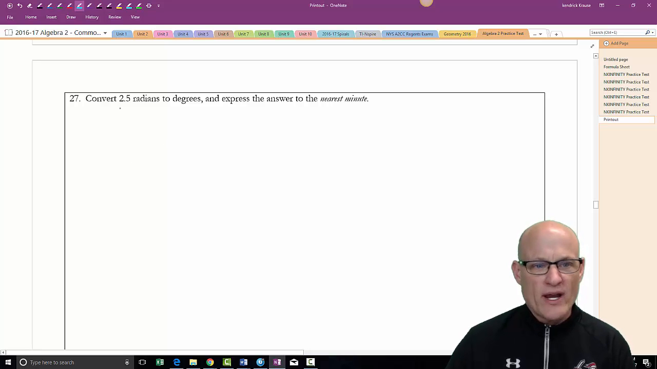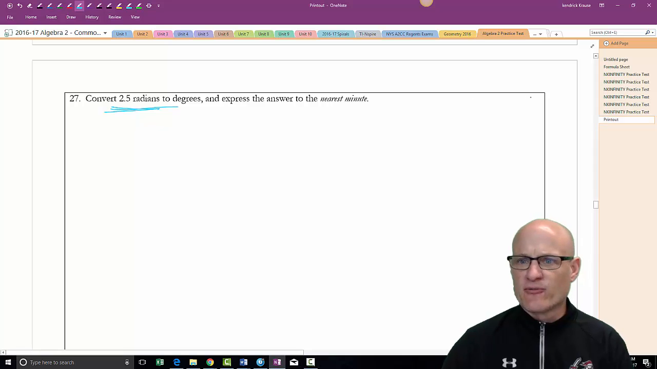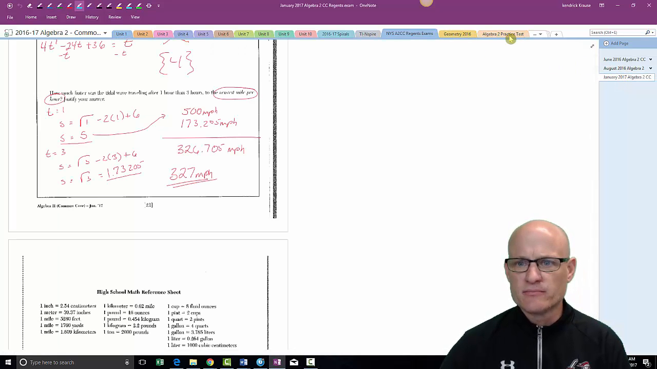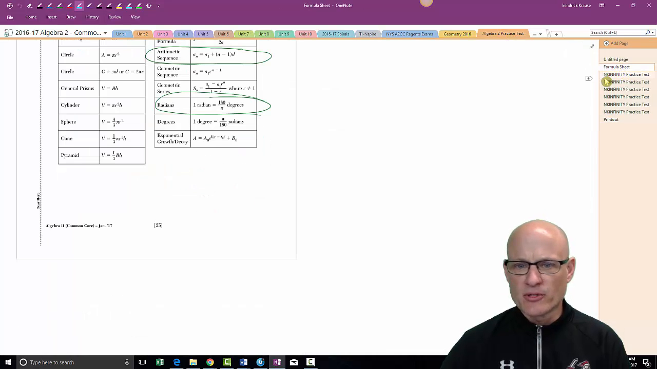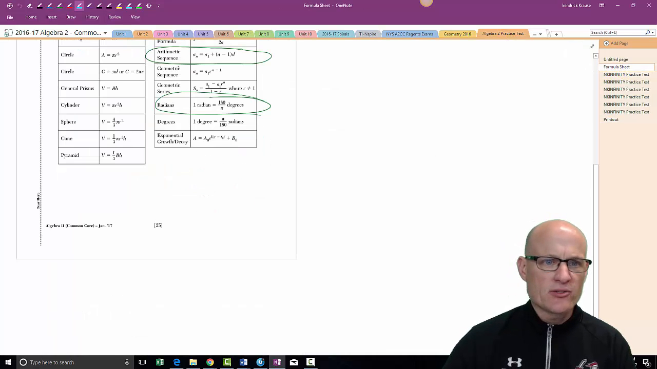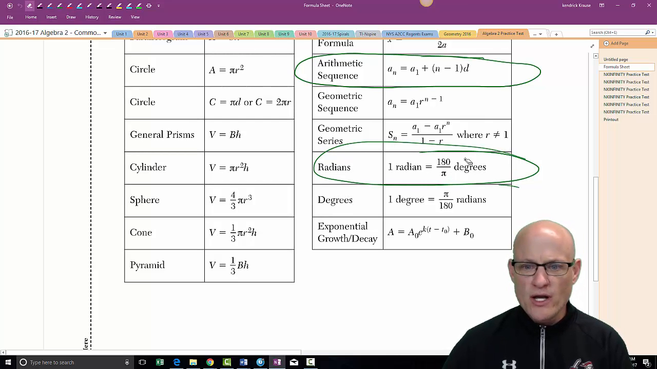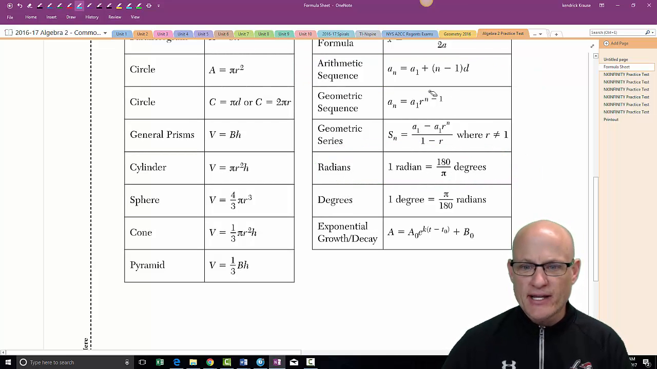All right, I'll do this one real quick. Convert from radians to degrees. Now, let me see if I can get to your formula sheet. There's your formula sheet. And let's maximize this. So 1 degree is equal to pi over 180, but I have radians, right? So we're going to convert radians.